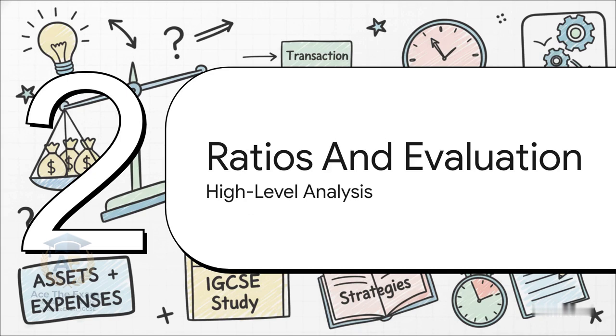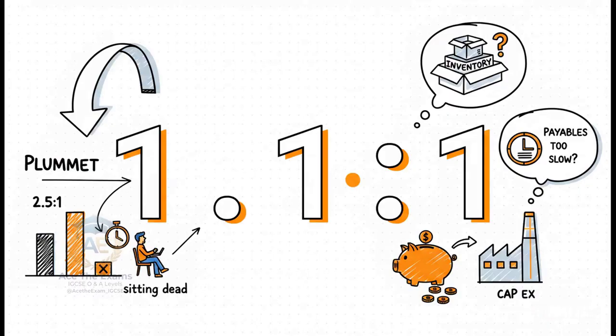Specialist, Section 3, AO3, Ratios and Evaluation, High-Level Analysis. Let's run a really quick Socratic debate. Imagine a business's current ratio plummets from a super healthy 2.5 to 1, straight down to a risky 1.1 to 1. Examiner, why? See, as an A-star student, you can't just state the obvious and say liquidity worsened. You must analyze the cause and effect chains. Has inventory been massively overpurchased? Is it just sitting dead in a warehouse somewhere?